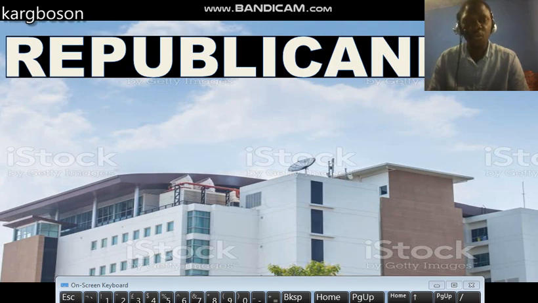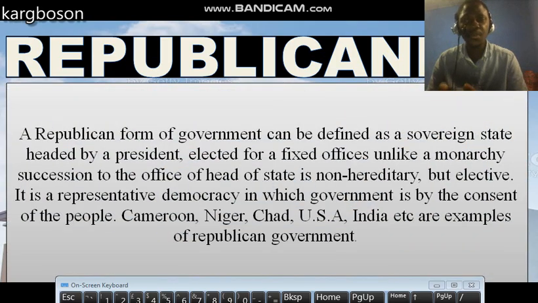So we look at another form of government called republicanism. A republican form of government can be defined as a sovereign state headed by a president elected for a fixed term of office. Unlike a monarchy, succession to the office of head of state is non-hereditary but elective, in a representative democracy in which government is by the consent of the people. Cameroon, Niger, Chad, USA, India are examples of a republican government. So a republican form of government is normally headed by a president, whereas a monarchy is normally headed by a king or queen.